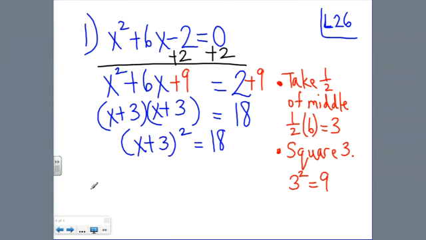Now we can use the square root property to get rid of the exponent. The opposite of squaring something is taking the square root. So we will take the square root of both sides of our equation. Now the root and the exponent on the left side cancel, leaving us with just x plus 3.